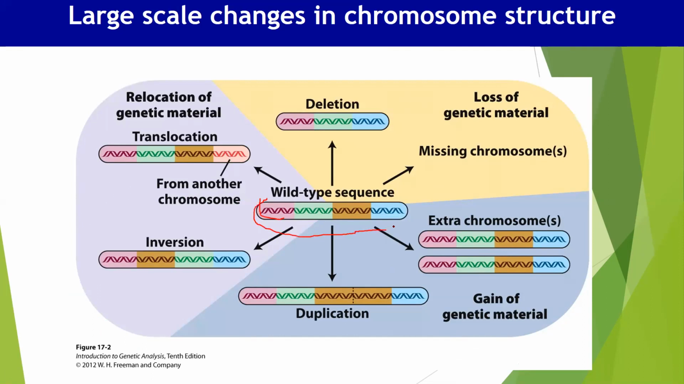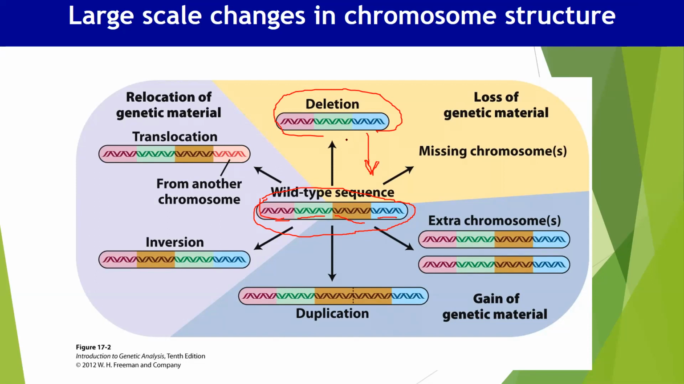So in the middle, this is the wild type sequence. So this is a chromosome. We use different colors to represent the different portions of this chromosome. So this is the wild type, meaning this is the standard genetic setup for this chromosome. So if you compare this one with this one, what do you see? What difference did you see?